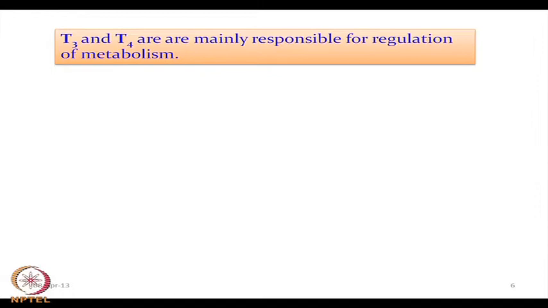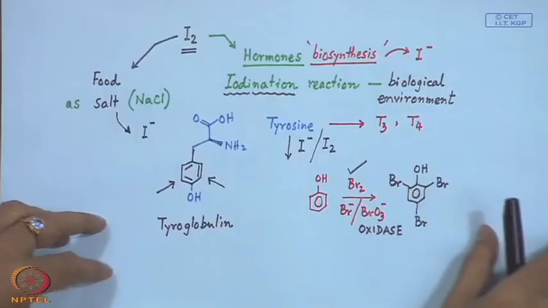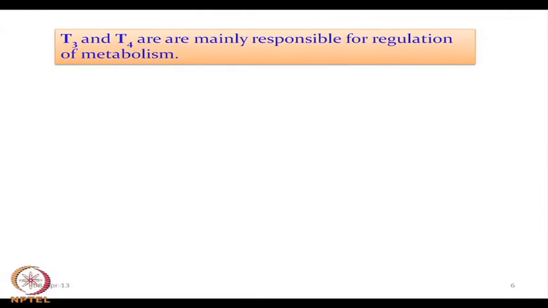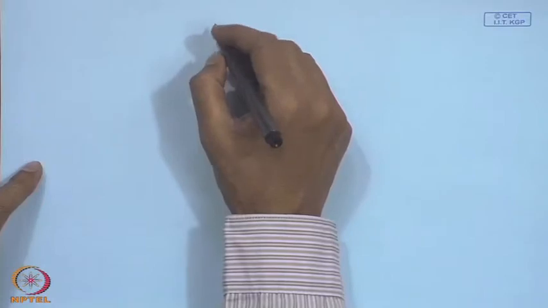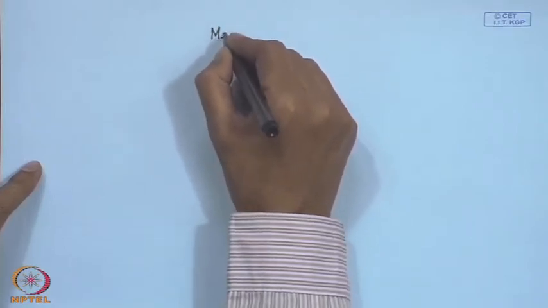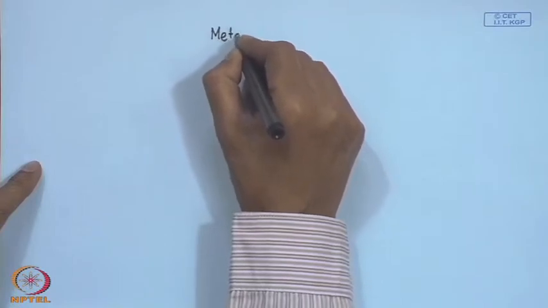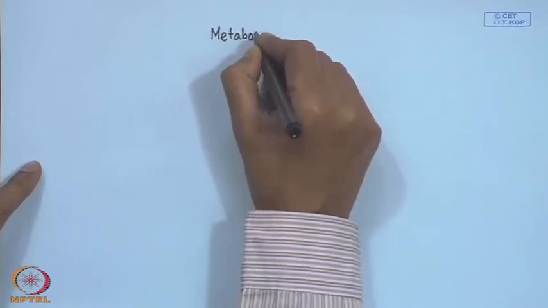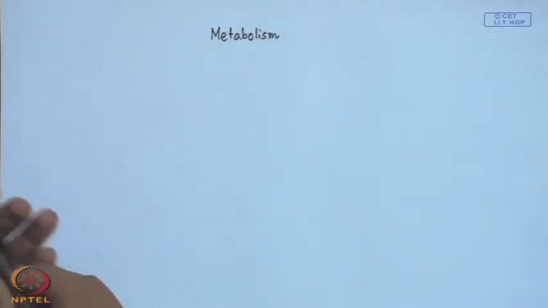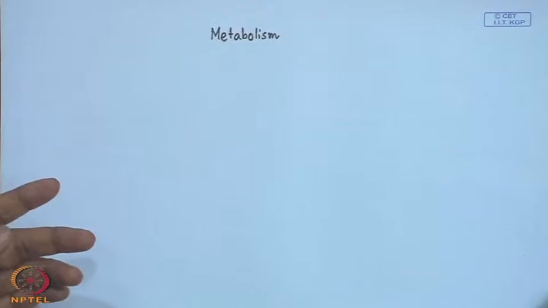So, these T3 and T4 are very important molecules. Why do they serve as T3 and T4, why are they so important? These T3 and T4 are responsible for one very important reaction in our body, controlling the metabolism, which is a very important reaction in our body.